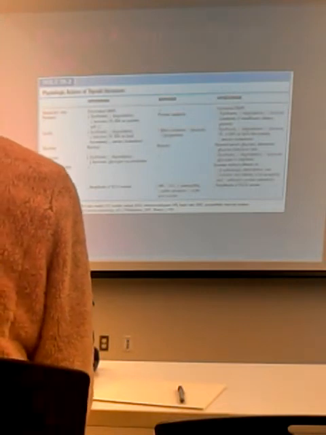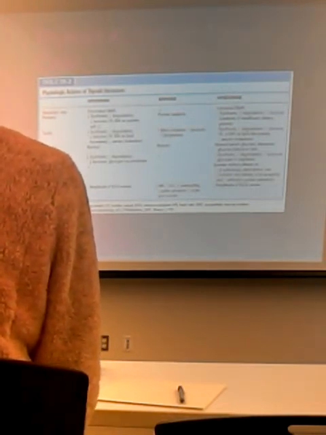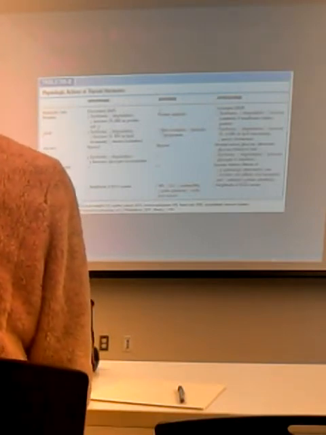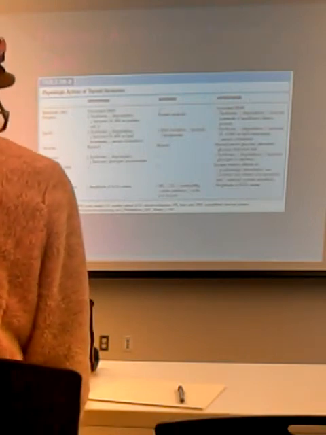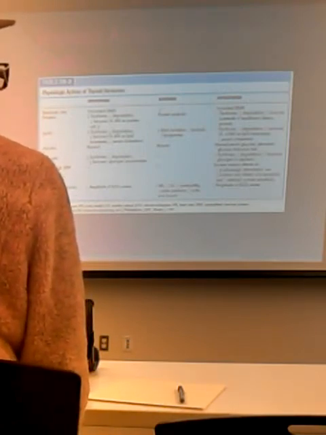So hypothyroidism, slightly slower heart rate, maybe lower blood pressure. Hyperthyroidism, accelerated heart rate, elevated blood pressure. Okay? Over time, both can lead to death if they're not attended to.